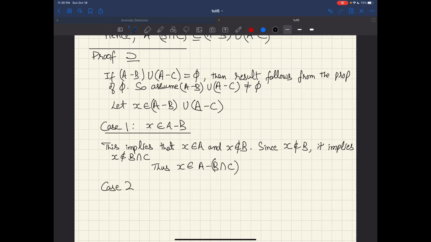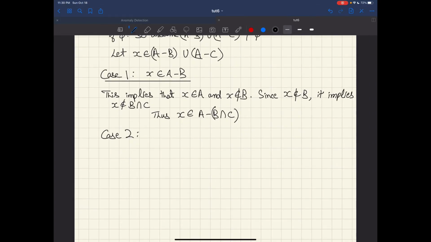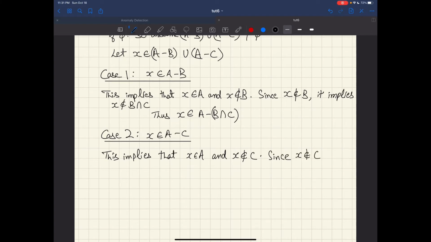Now the other case is again pretty much similar. Let's say X is an element of A minus C. Now this implies X is in A and X is not in C. Since X is not an element of C, it further implies X doesn't belong to B intersection C. Therefore, X is an element of A minus B intersection C.